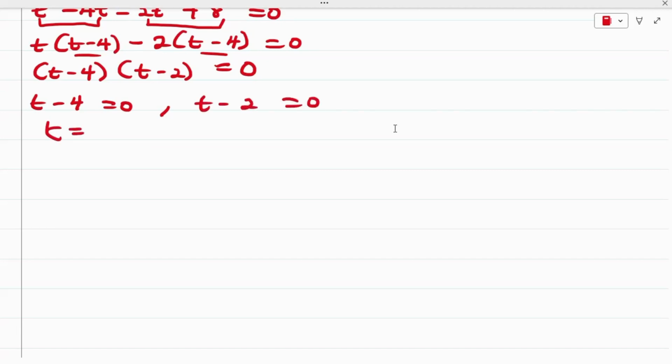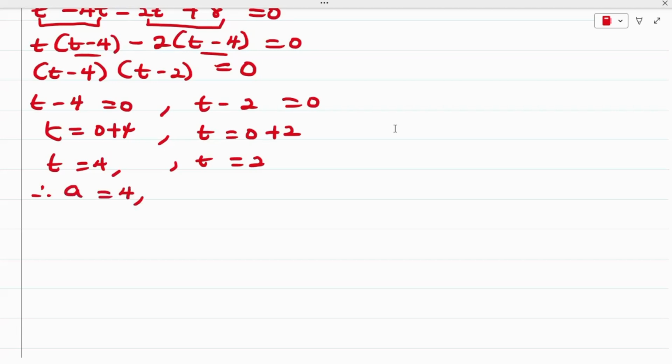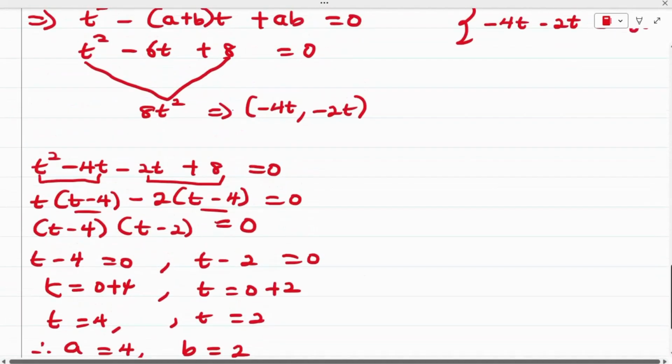So t is equals to 0 plus 4 and t is equals to 4. At this part we have t is equals to 0 plus 2 and t is equals to 2. So we have a is equals to 4 and b is equals to what? 2. Alright, so we have been able to find the value of a and b.